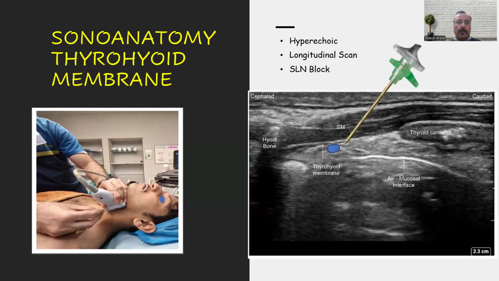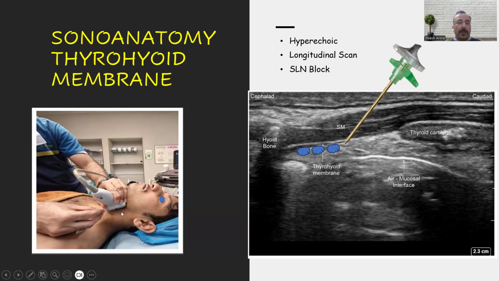Now, coming on to another important structure which is visualized in this view is the thyrohyoid membrane, which is a white hyperechoic line, as you can see for yourself, connecting the hyoid bone, which appears as a white hyperechoic line with an acoustic dropout, and the thyroid cartilage. Cartilages are hypoechoic. Underneath, as I told you, because of the difference in acoustic impedances, we get an air-mucosal interface. Please have a close look at this figure.